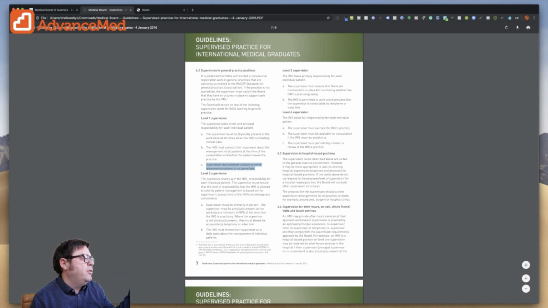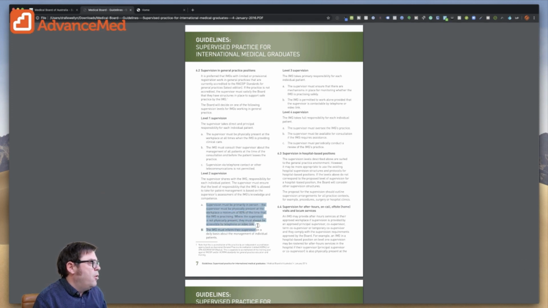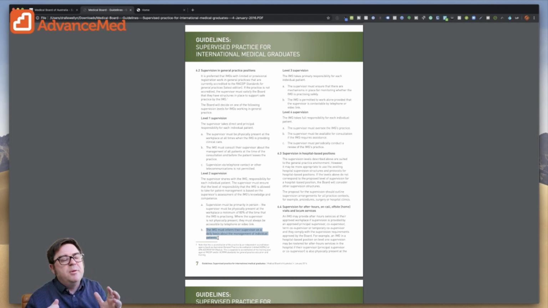Residents get a little bit more latitude, as do registrars. So a resident would be at this sort of level 2 supervision. And from a general practice perspective, they say this supervision must be primarily in person 80% of the time. But where they're not able to be present, they must always be accessible by telephone or video link. So it's a little bit more indirect. And they have to check in on a daily basis. So they don't have to talk about every patient. There's a little bit more responsibility and entrustability given to the IMG to know when to get advice.